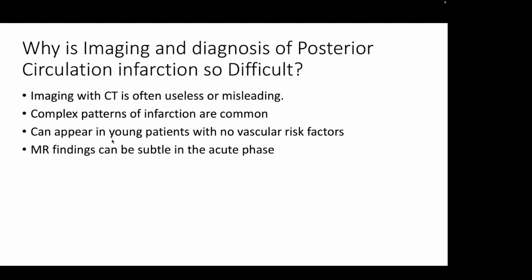The other reason is these can appear in young patients with no vascular risk factors. These are the patients with vertebral dissections. These often go undetected, both clinically and on imaging. And finally, the MR findings can be subtle in the acute phase.